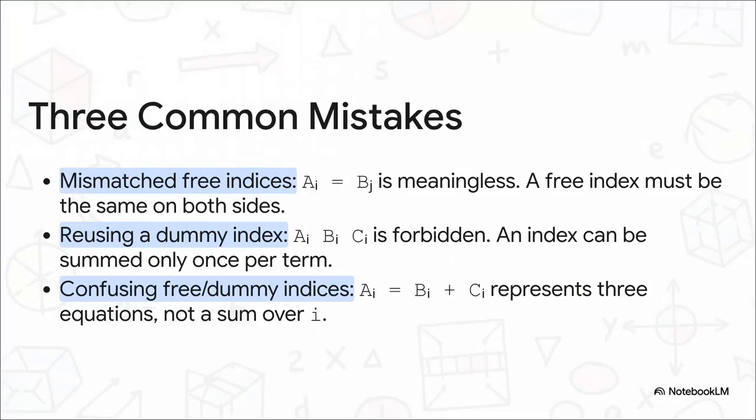Number 1, mismatched free indices. An equation like A_i equals B_j is just meaningless. It doesn't make any sense. The free index has to be the same letter on both sides of the equation, period. Number 2, reusing a dummy index in a single term. An expression like A_i B_i C_i is totally illegal. You can't sum over the same index 3 times. An index can only be summed over once per term. If you need another sum, you have to use a new letter, like A_i B_i times C_k D_k.